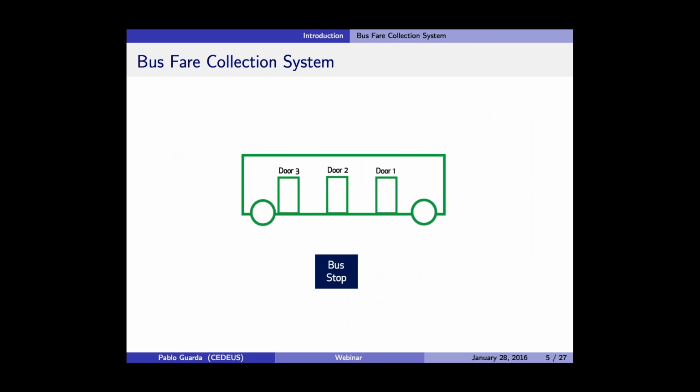So the first fare collection system: let's take a bus with 3 doors and a bus stop, in the box in blue. People are supposed to board by the front door and get off the bus by the back door, but this usually doesn't happen. Bus drivers are in charge of monitoring people in order to fulfill this rule, and the smart card validator is nearby the bus driver. Usually all the smart card validators are at the front door, but sometimes there are two smart card validators.